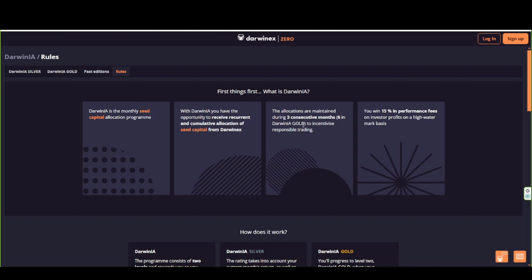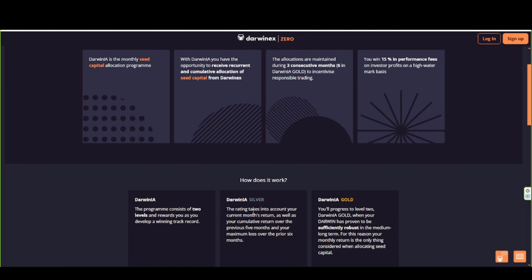Basically, once you get an allocation, you have it for 3 months, and you get 15% in performance fees on a high watermark basis. You can't have your Darwin, let's say, up 10% and then drop it to 8%. And then let's say you make 3%, which would make it 11%. Your profits are only actually going to be that 1%, that 10 to 11. That's obviously assuming you've already been paid for that 10%.